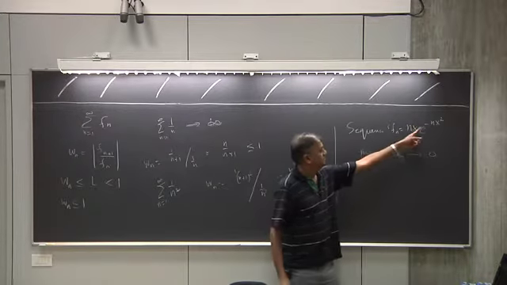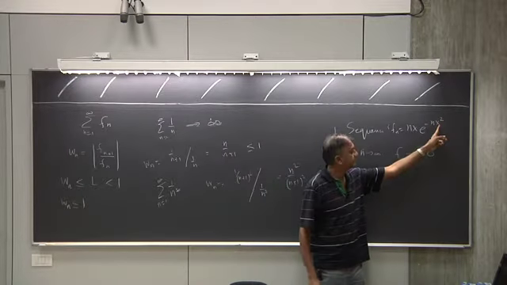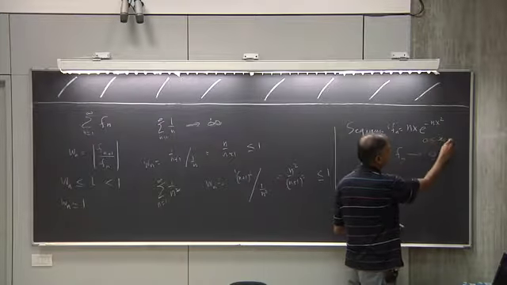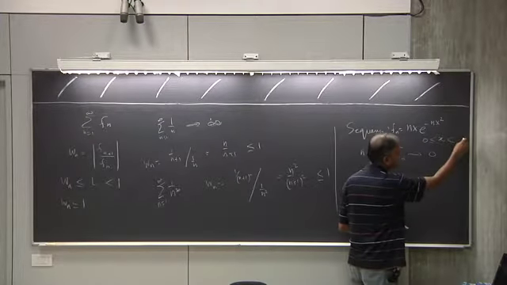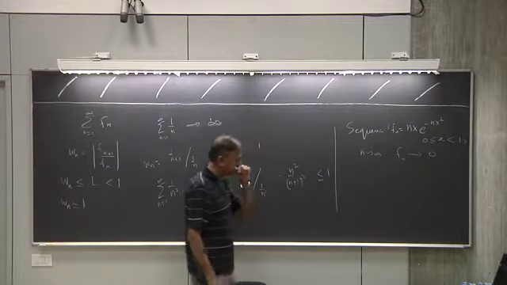Because of this exponential suppression, for any finite x between 0 and any upper limit you could choose, infinity or 1, it doesn't matter, whatever limit you choose.